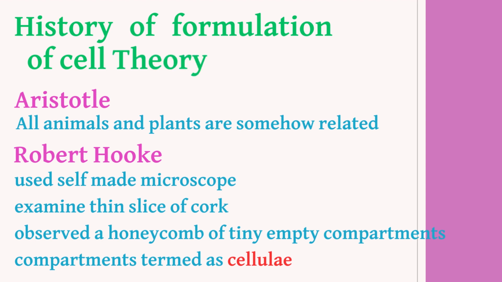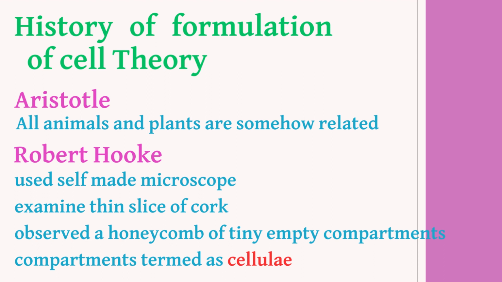When we talk about the history of formulation of cell theory, first comes the name of the ancient Greeks, who were the first to organize the data of the natural world. Aristotle presented the idea that all animals and plants are somehow related. Due to his idea, the question came to people's minds: is there a fundamental unit of structure shared by all organisms? When microscopes were first used in the 17th century, scientists said with certainty that living organisms share a fundamental unit of life, that is the cell.